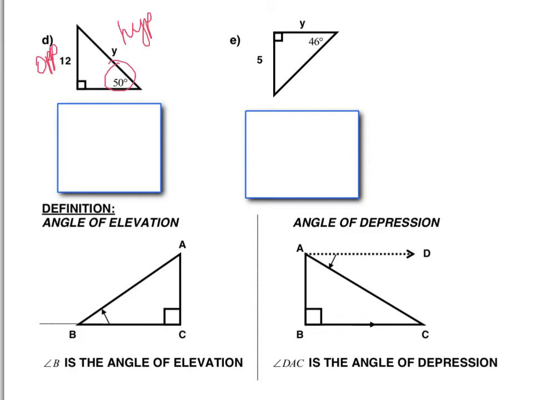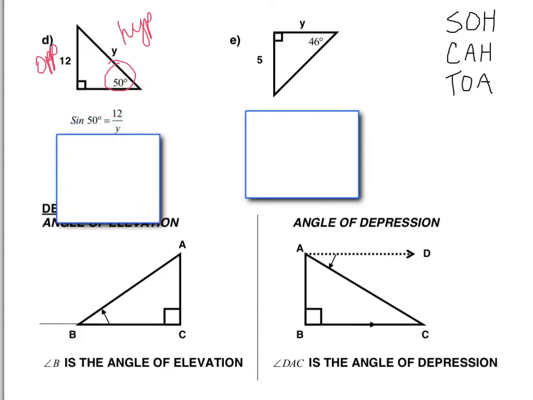I again go and look at my SOHCAHTOA. The way I wrote it this time is I wrote it down so that you can see each kind of sine, cosine, and tan. I'm looking for opposite and hypotenuse side by side, so right here I'm looking for opposite hypotenuse, so I'm going to be using the sine ratio. Again, I'm going to get the sine of my angle, which is equal to opposite, which was 12, over hypotenuse, which is y.